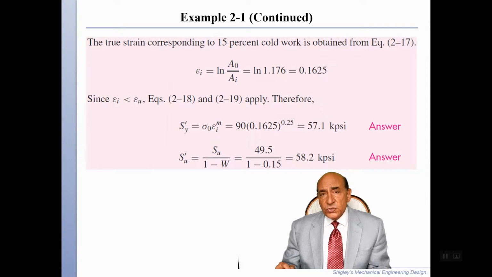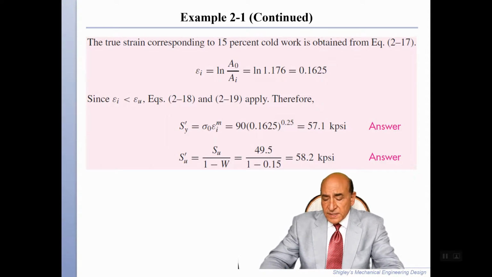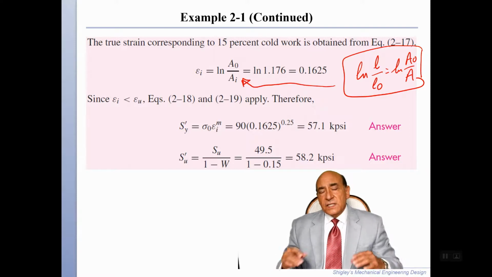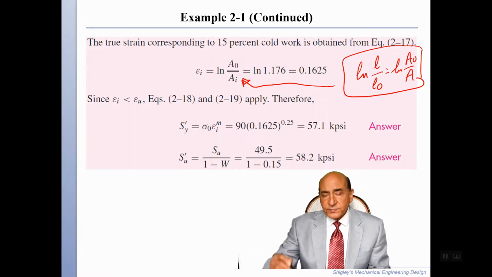Now, if we want to continue to find the new yield strength of the material, then we have to convert areas to length. And we know that the strain is ln of L over L0, and this is ln of A0 over A. So knowing that, we are able to use the information that we got on the change of area and compute the strain.